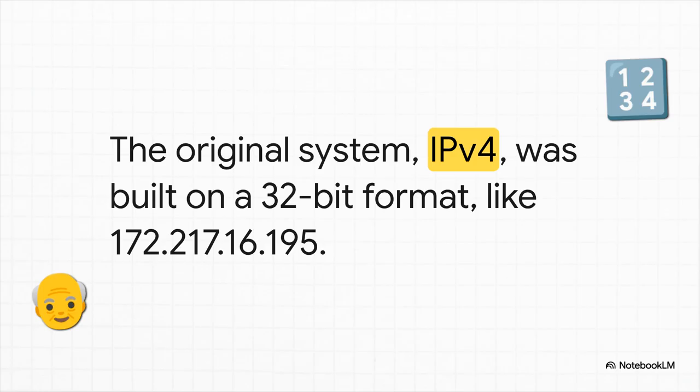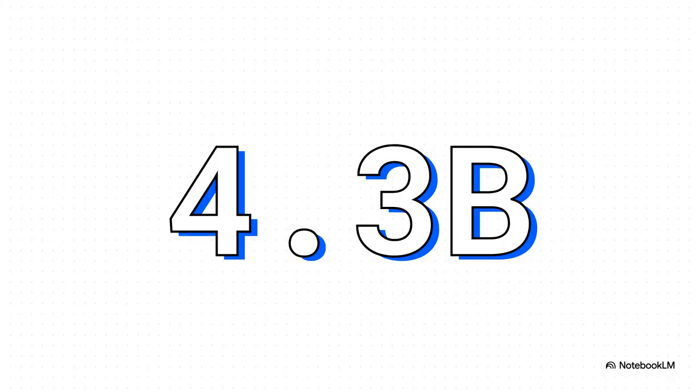And for decades, this 32-bit structure was the gold standard. It gave us about 4.3 billion unique addresses. Back in the 1980s, that felt like an infinite number. But today, with a global population of 8 billion people, most of whom have multiple devices, well, you can see the problem. We were running out of digital real estate fast.